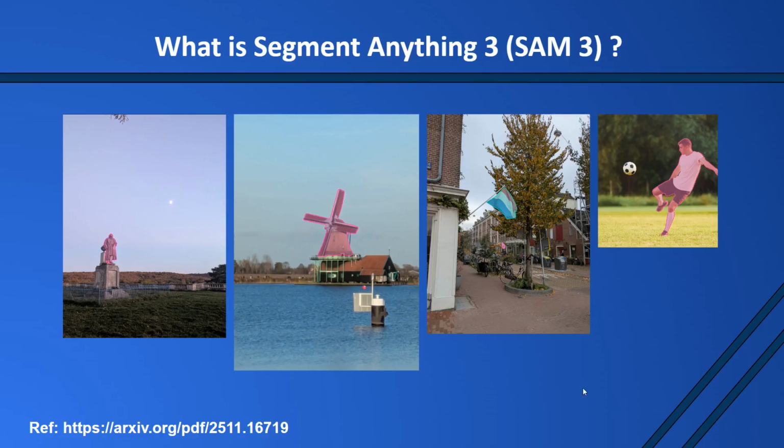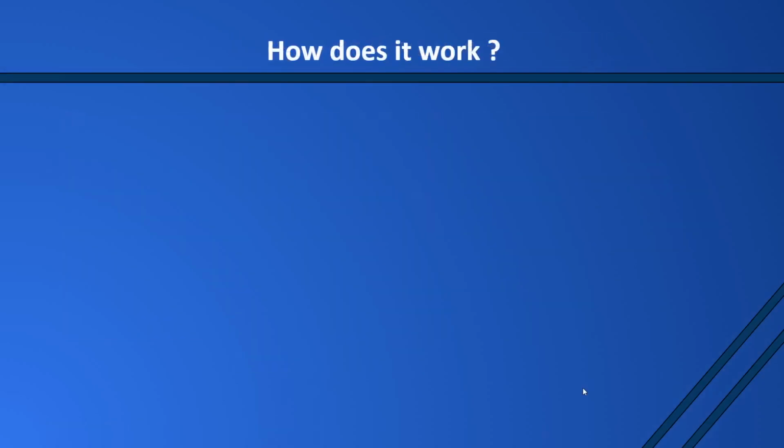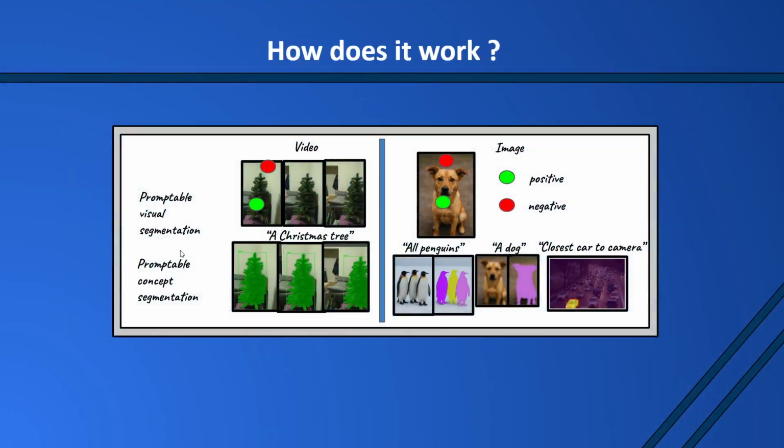It can operate using two key segmentation paradigms: promptable visual segmentation, PVS, and the new promptable concept segmentation, PCS. PVS is the original task defined by the Segment Anything model series, Sam1 and 2. It focuses on segmenting a single, specific object instance guided by visual or geometric prompts. PCS is the major new capability introduced by Sam3.